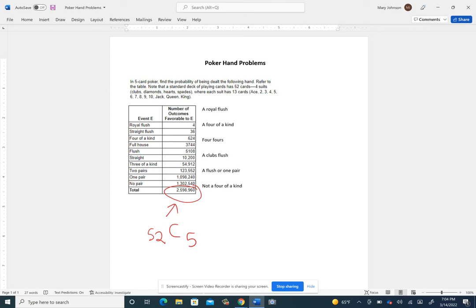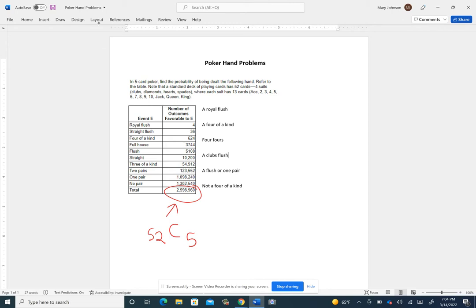You don't really have to know how they got what they got in the chart, but I needed to make sure you understood that if you had a particular 5 card hand, five different cards, that hand would fit in only one of these categories. There's no overlap.